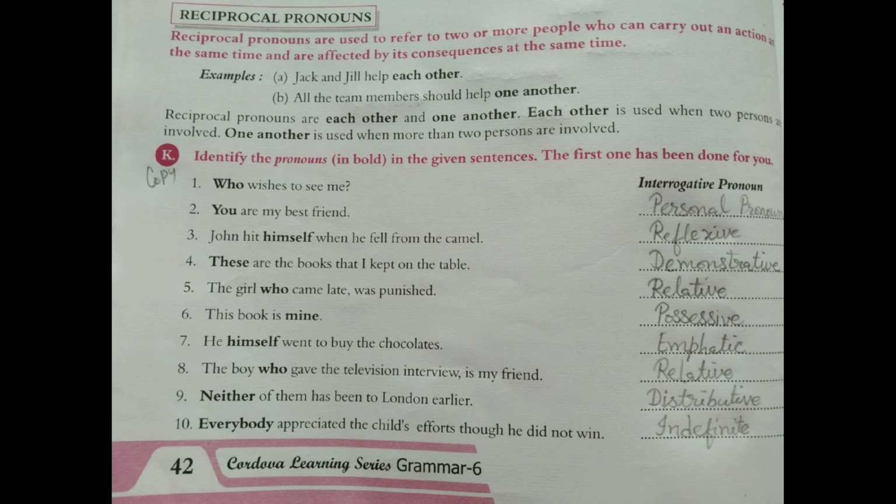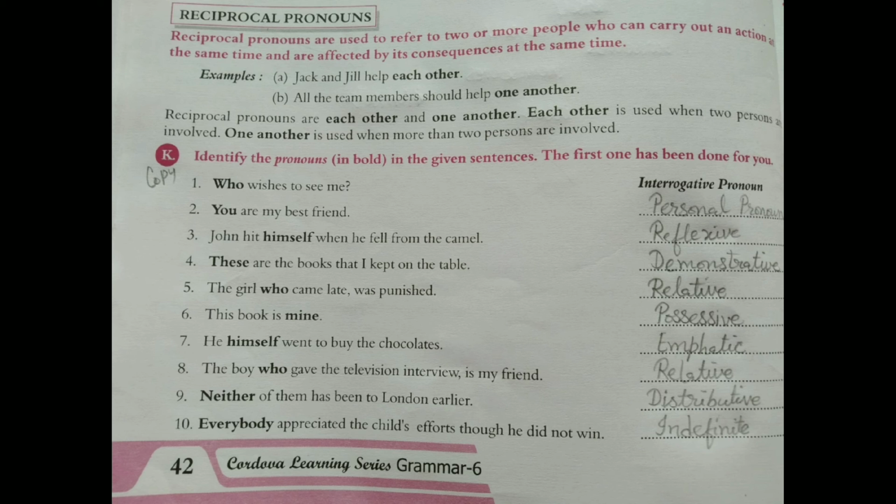Example: Jack and Jill help each other. Jack and Jill are two people and they are helping each other. Both are affected by the result of their help. Next, all the team members should help one another. Here, there are many members of the team and each member is affected by another one. So one another is for all pairs in a team.